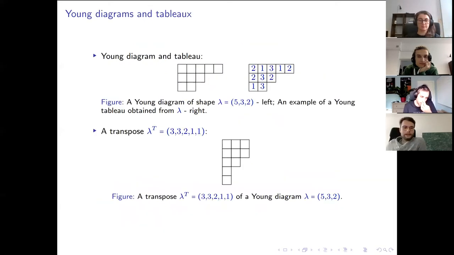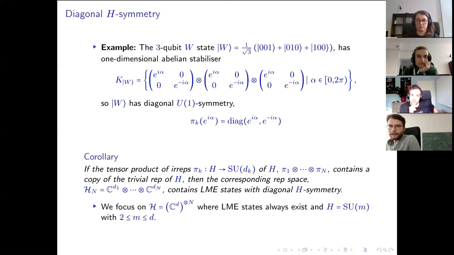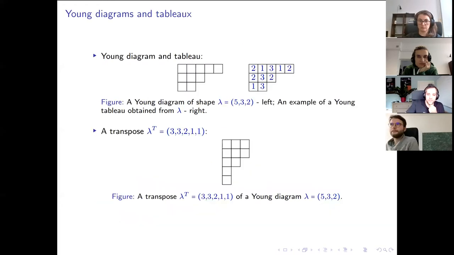And now I need to provide some tools to deal with the representation theory of SU(N). This is crucial, because now you see that we need to know if the trivial representation will appear somewhere in the tensor product of some representations. So we need to have some tools for that.